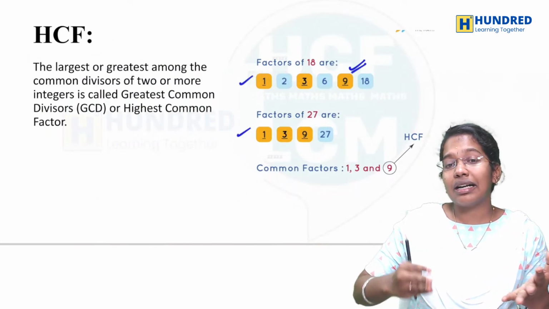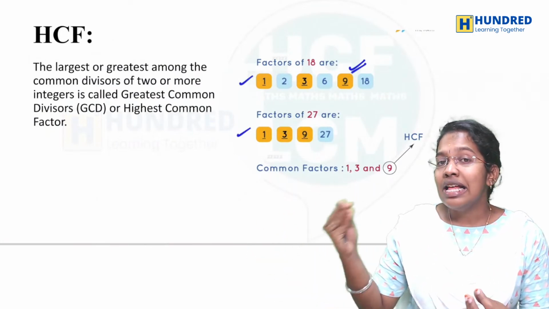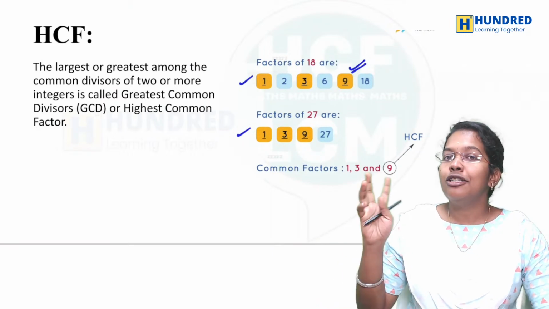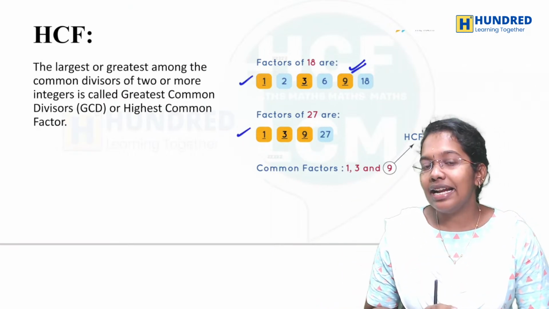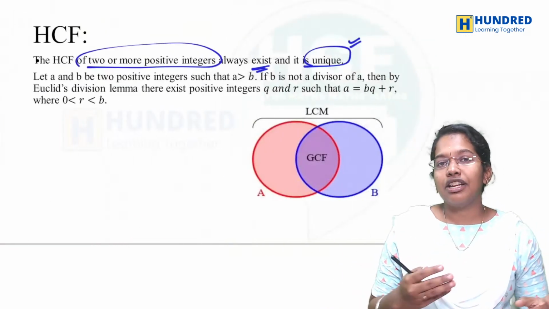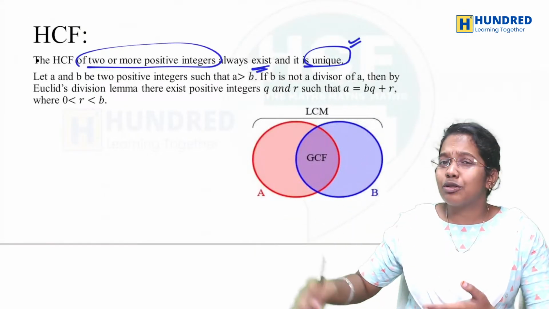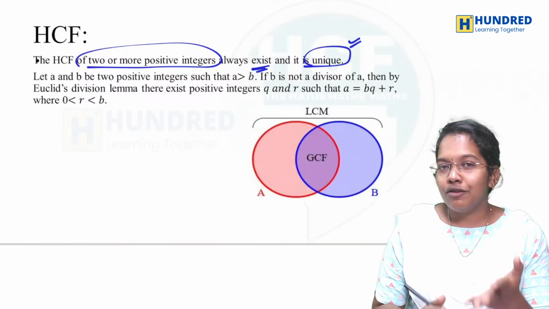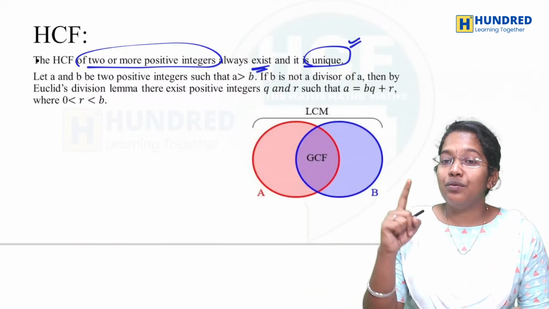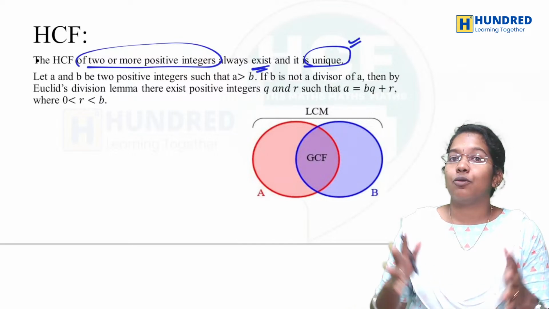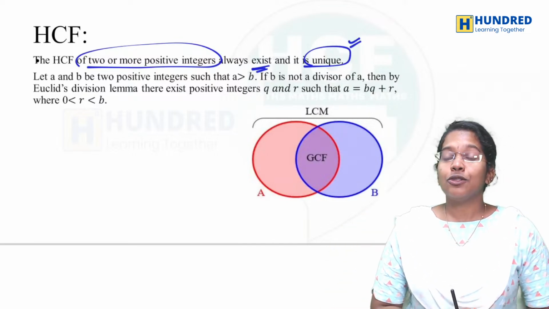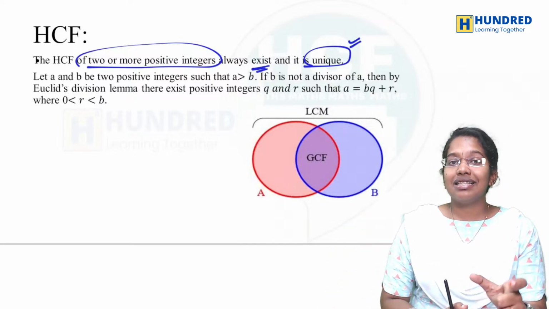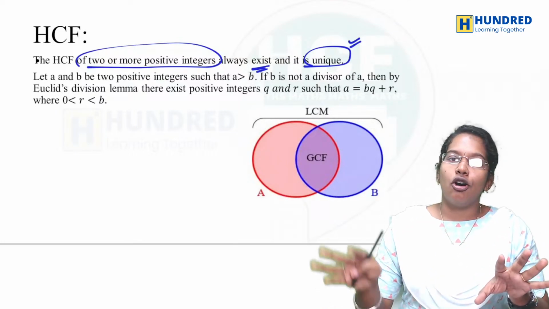So when you compare two or three numbers, there will be only one number called the highest number. Here 9 is the highest number. If it is 2, 4 and 6, 6 will be the highest number. When they give you two or three numbers, only one number can be the greatest, one number can be the highest. So they are telling you that HCF will always exist and it will always be unique.